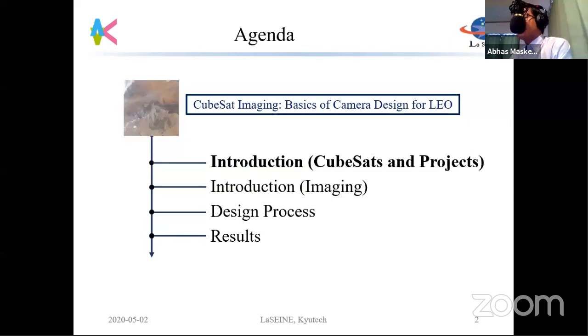First of all, I would like to introduce what CubeSats are, just in case you don't know. And then I'll introduce you to some projects that we are doing in QTech. I'll also introduce you to imaging, and then we'll go through the design process and look at some of the results.